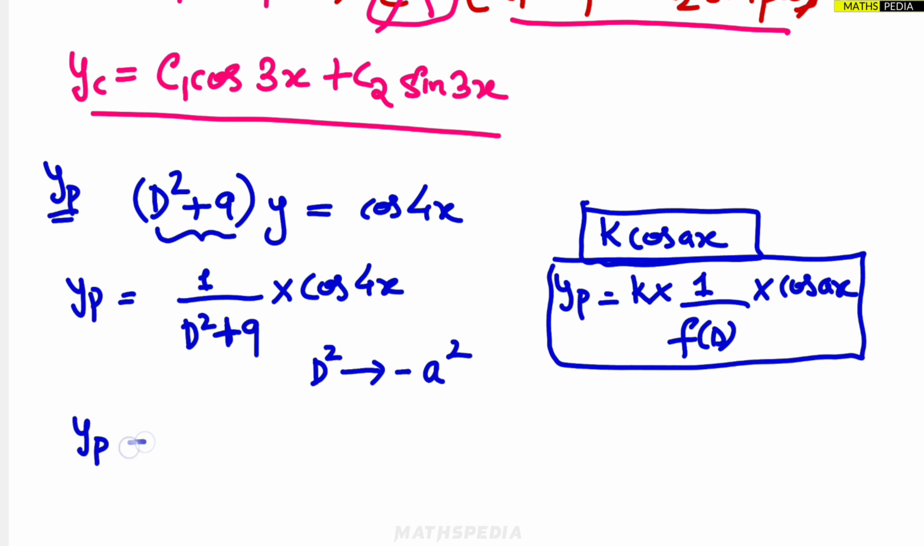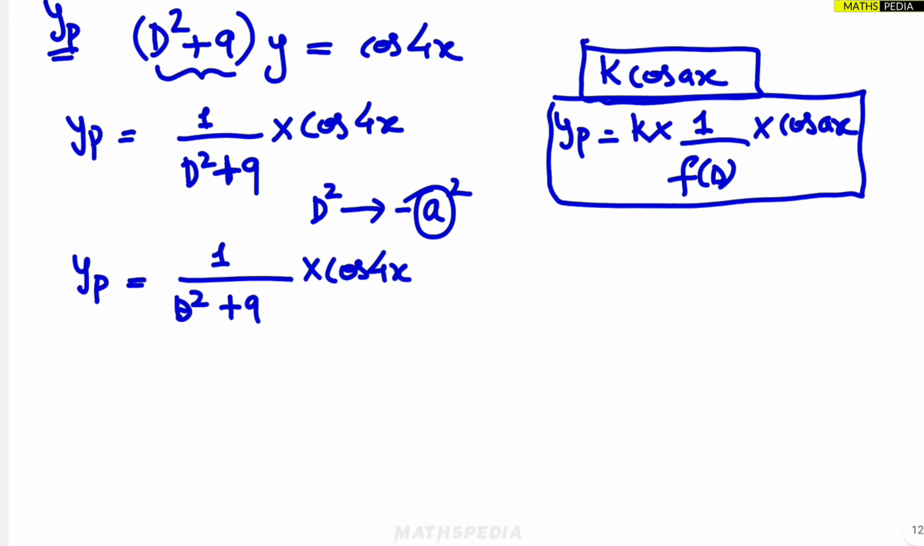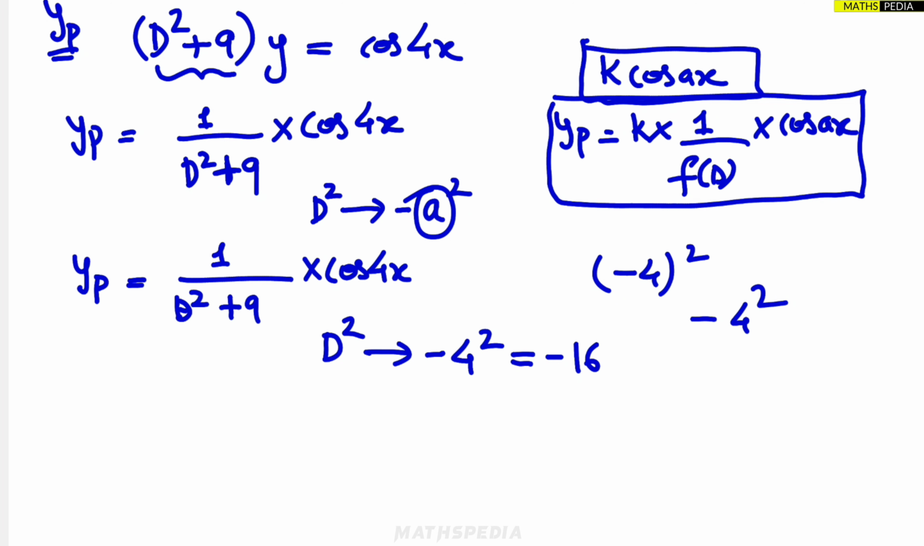So yp is equal to 1 divided by d square plus 9 into cos 4x is there. I am rewriting again this one. So a square, what is the meaning of that? So in place of d square you have to put what? Minus 4 square. What is the meaning of minus 4 square, which is equal to what? Minus 16. See, there is a difference between minus 4 whole square and minus 4 square. There is a difference, right? So this answer will be 16 plus 16 and this answer will be minus 16.